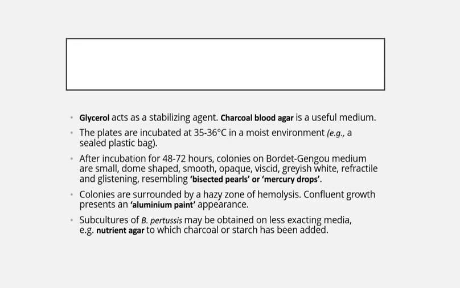The plates are incubated at 35 to 36 degrees Celsius in a moist environment, in a sealed plastic bag. After incubation for 48 to 72 hours, colonies on the Bordet-Gengou medium are small, dome-shaped, smooth, opaque, greyish-white, refractile and glistening, resembling bisected pearls or mercury drops. The colonies are surrounded by a hazy zone of hemolysis, and confluent growth has an aluminium paint appearance.